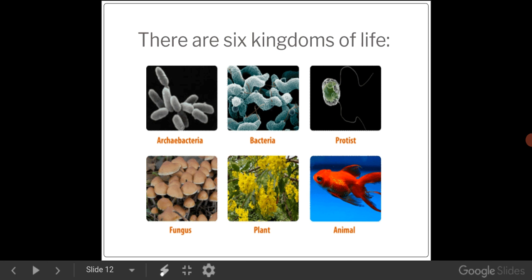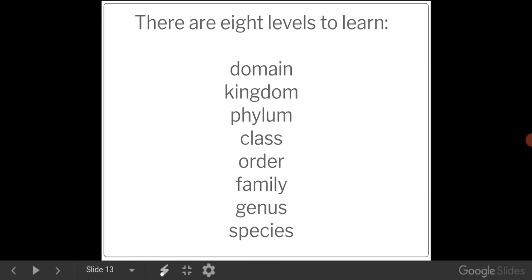There are 6 kingdoms of life: archaebacteria, bacteria, protist, fungus, plants, and animals. And these are the 8 levels that you'll want to know, starting from the top or the most broad, going down to more specific. So it starts with domain, then kingdom, phylum, class, order, family, genus, and species.